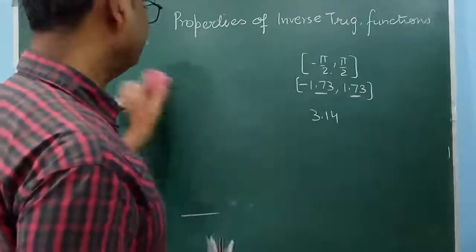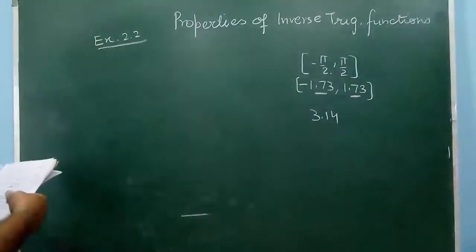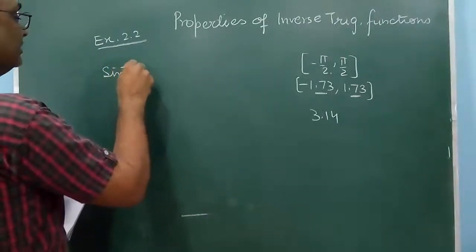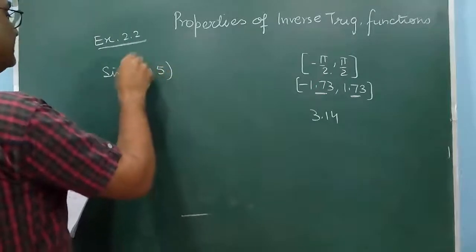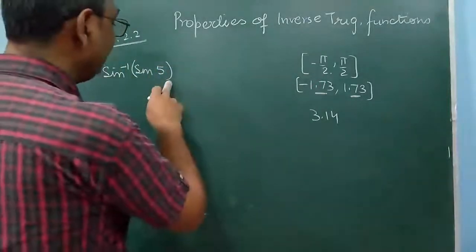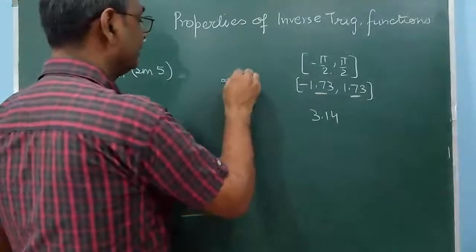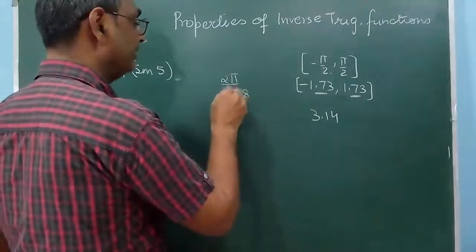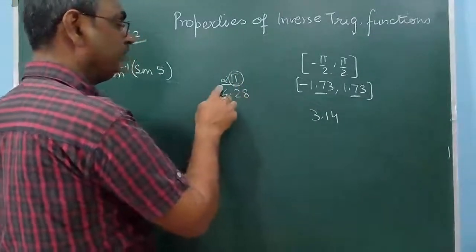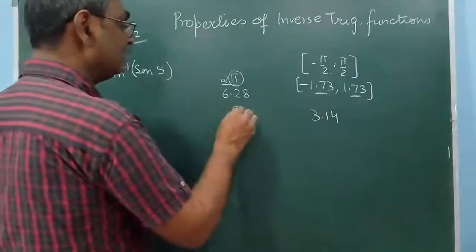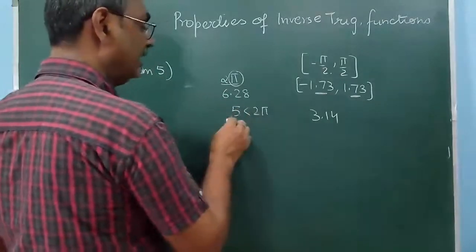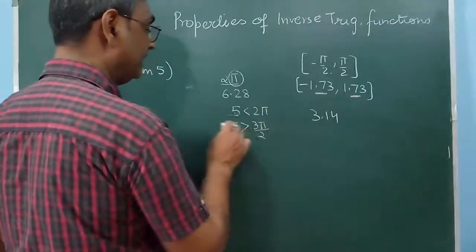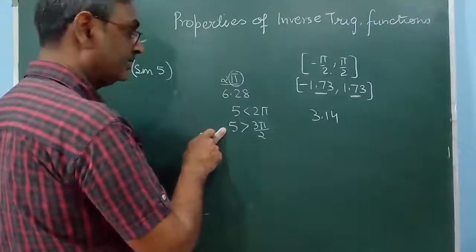Next, the second one that we will be taking is sine inverse sine 5. Now what angle? If I take 2 pi, then it will be 6.28, since pi is 3.14. So 5 is less than 2 pi and 5 is greater than 3 pi by 2, which is 270 degrees. It is more than 270 degrees, correct?